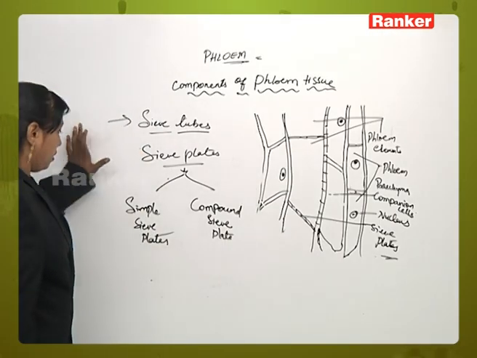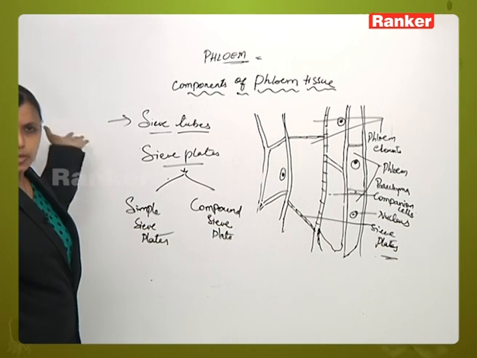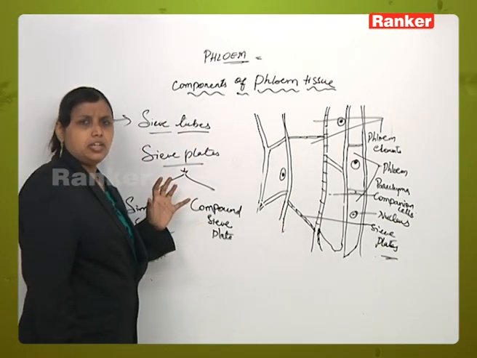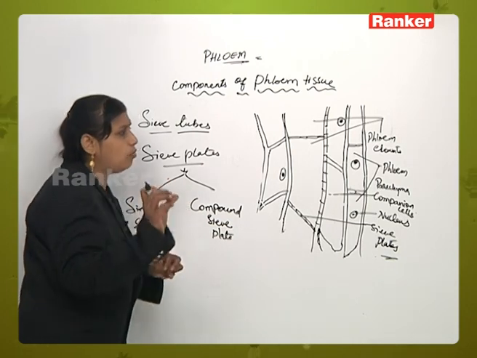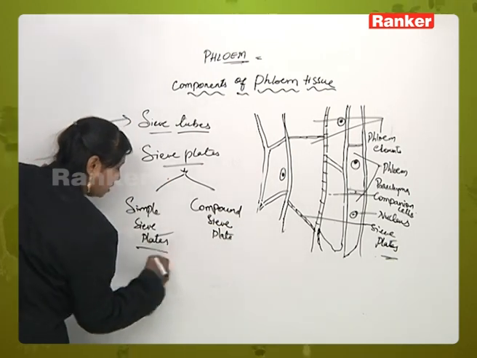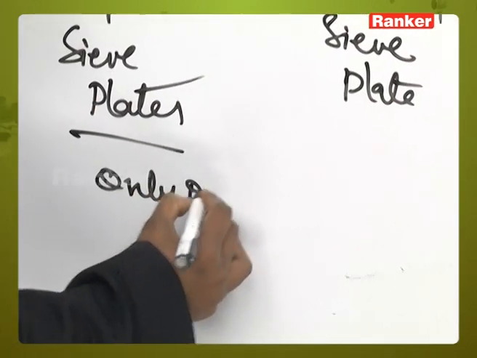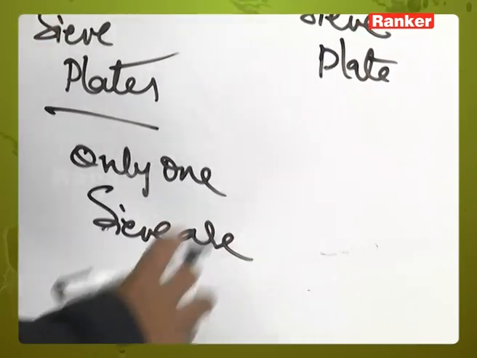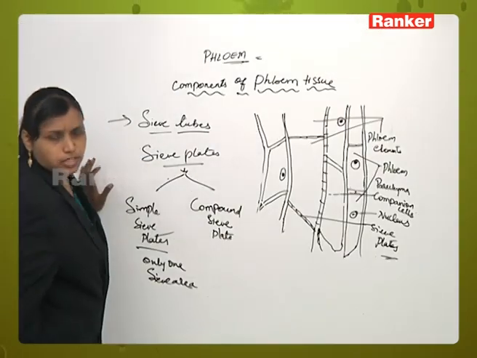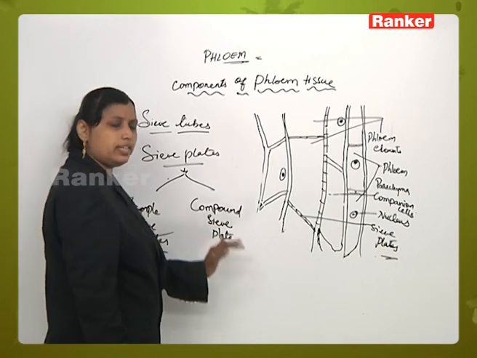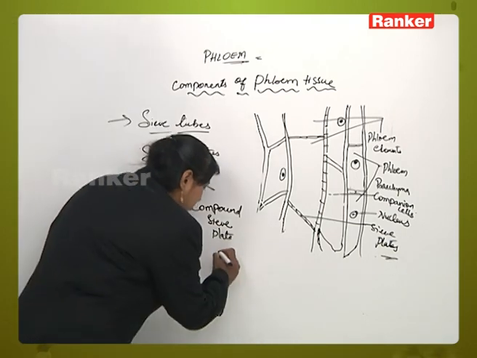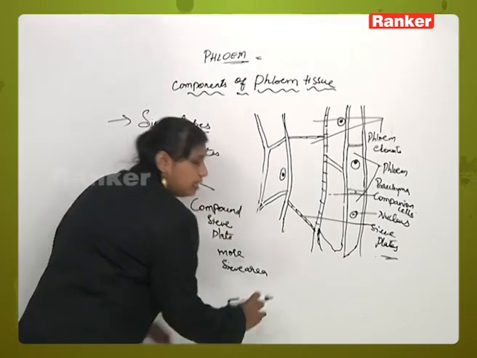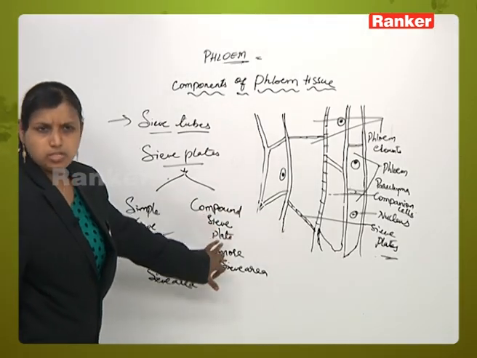Right. Now, what is the difference between the simple sieve plate and the compound sieve plate? In a simple sieve plate, there is only one sieve area present. Then it is called a simple sieve plate. And if you have more than one sieve area, then it is called a compound sieve plate.